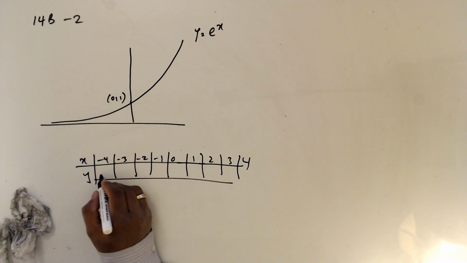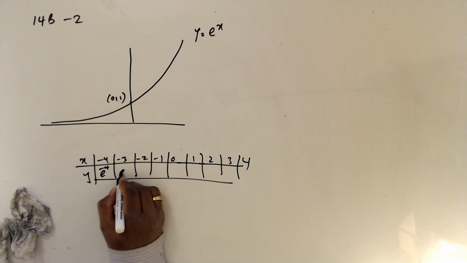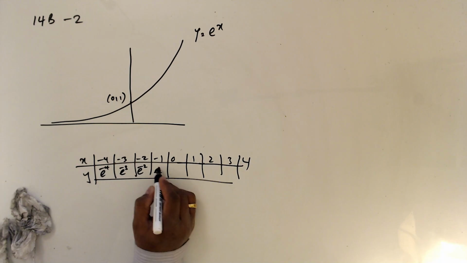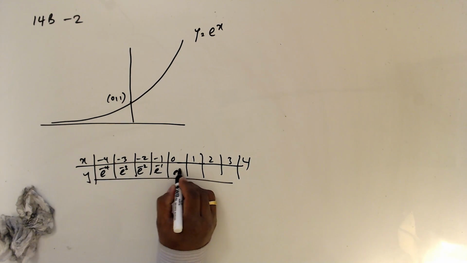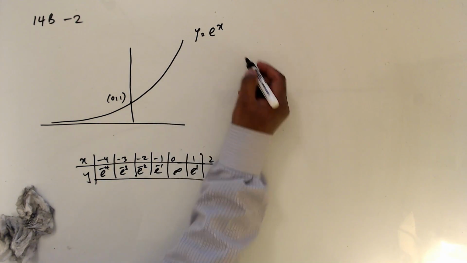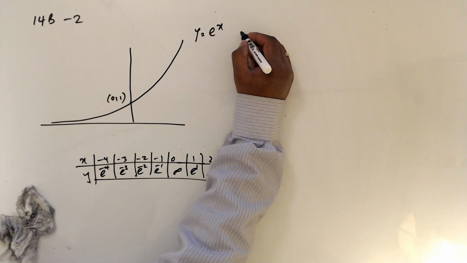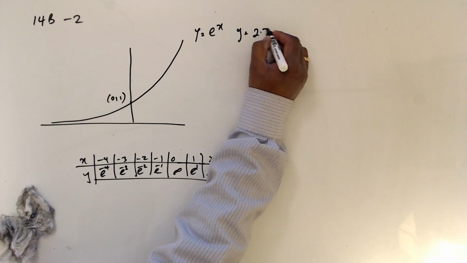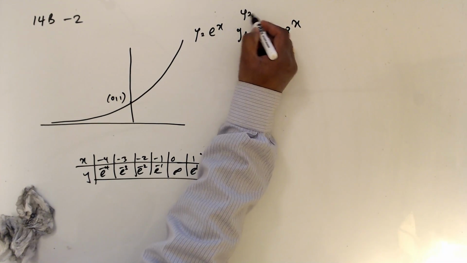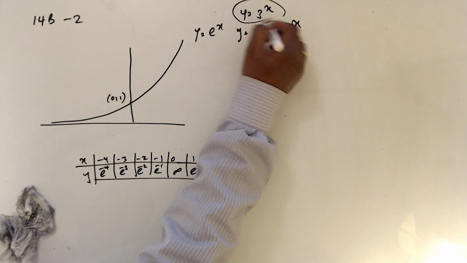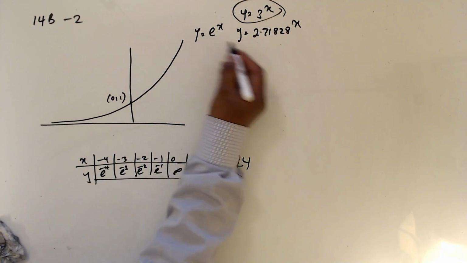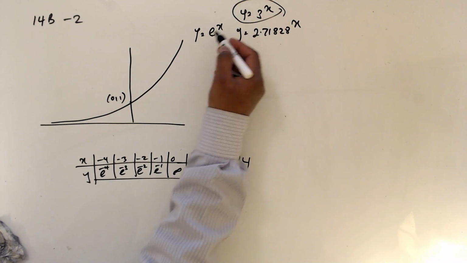So x equals, this is e^-4, e^-3, e^-2, e^-1, e^0 is 1, e^1 is e, e^2. You know that y equals e to the power x means y equals 2.71828 to the power x. So this is in the exponential form, like 3^x, this kind of graph, right? When you start using e, we will forget that this is a constant.